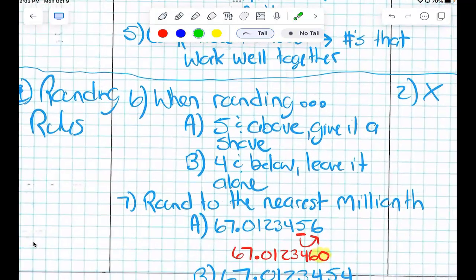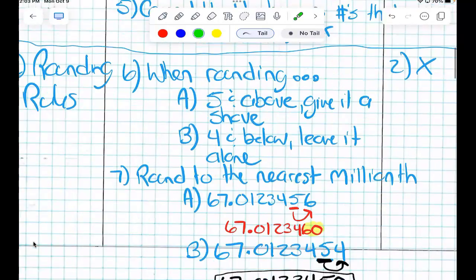When rounding, finish the sentence. 5 and above? Give it a shove. 4 and below? Leave it alone. When I say 5 and above, what number has to be 5 and above in order to give it a shove? The boss gives the place value number the shove, right? Yeah. Or the boss leaves the place value number alone, right? Yeah. After you change or you leave the place value number alone, what happens to all the numbers after it? It becomes 0. They become zeros, right? Yep. Okay, good.